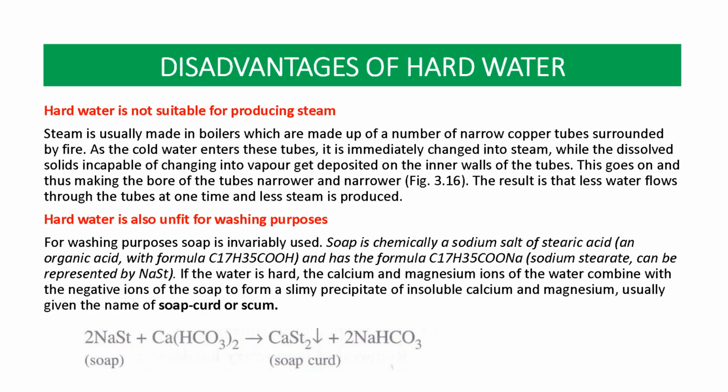In this reaction you can see twice NaSt, that means sodium salt of stearic acid, then calcium bicarbonate. So calcium combines with stearic acid and sodium bicarbonate will form. So soap curd will form. What is soap curd? Calcium combined with the negative ion of the soap forms soap curd. So it is not useful for washing purposes.